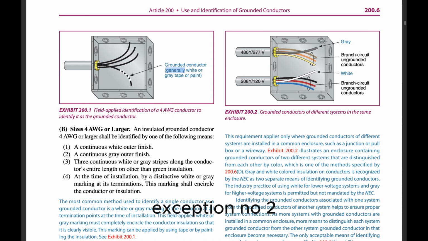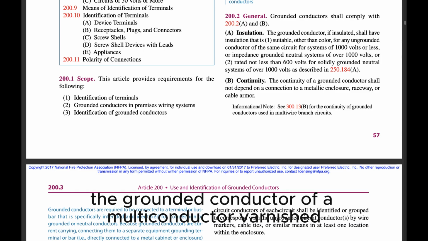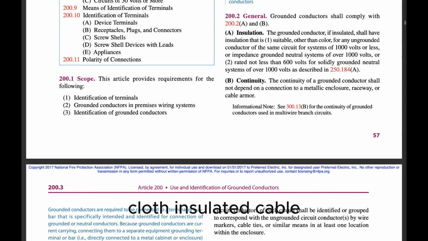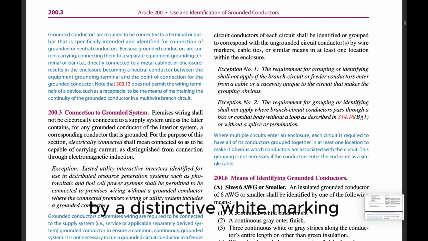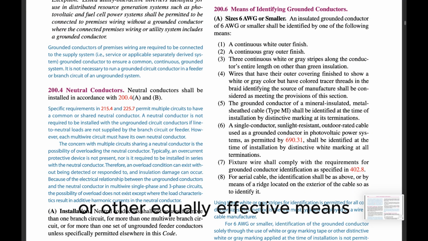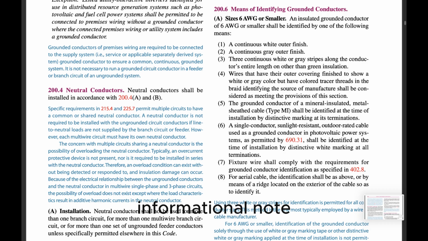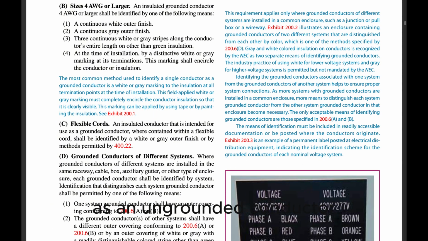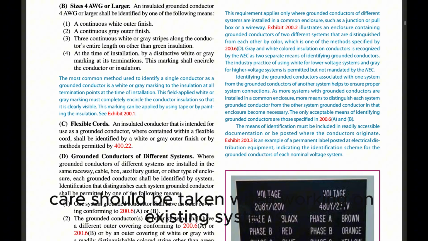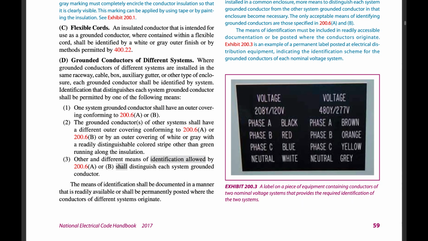Exception no. 2. The grounded conductor of a multi-conductor varnished cloth insulated cable shall be permitted to be identified at its terminations at the time of installation by a distinctive white marking or other equally effective means. Informational note: the color gray may have been used in the past as an ungrounded conductor. Care should be taken when working on existing systems.